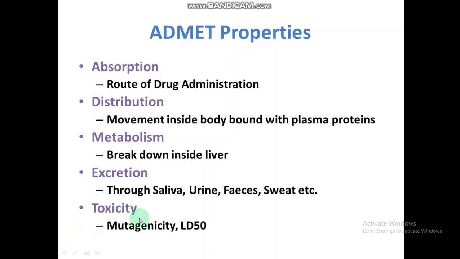Toxicity. When we call it toxicity, we observe whether the medicine is mutagenic or not. So we study the mutagenicity of the drug, and also we analyze the LD50, which means the lethal dose 50. We will discuss in our next videos what LD50 is in detail.